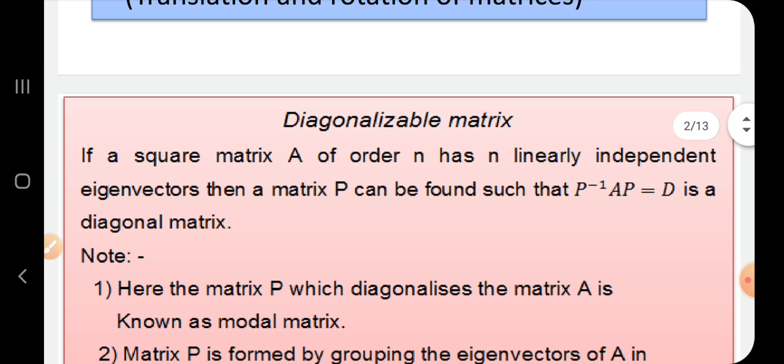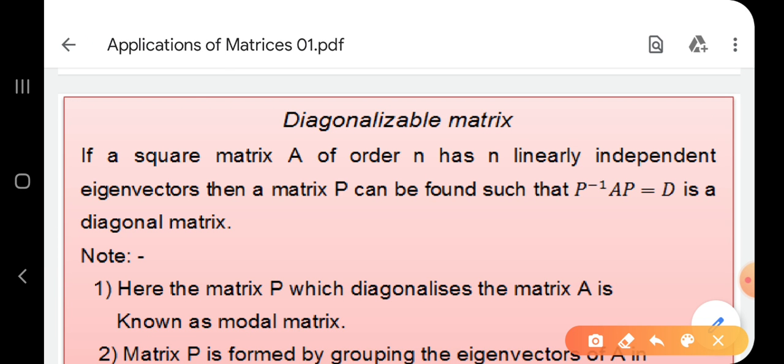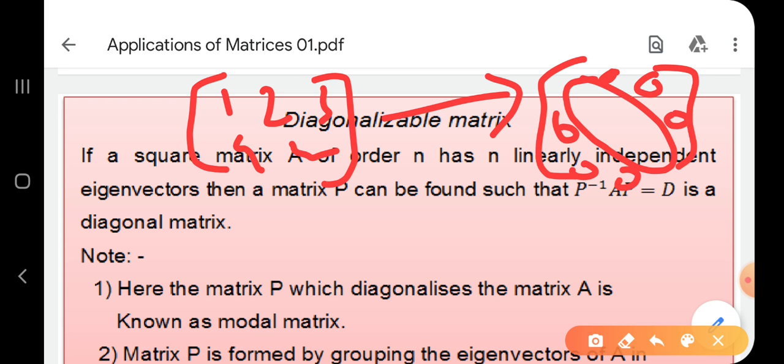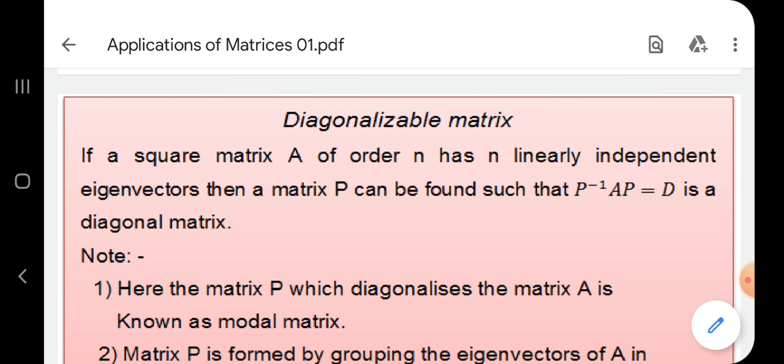What is meant by diagonalizable? Diagonalizable means converting a matrix into a diagonal matrix, meaning only diagonal elements are present and other elements become 0. Initially the matrix is there, 1, 2, 3, 4, 5, 6 like that, but after using some operations, we get only a diagonal matrix. That matrix we call a diagonalizable matrix.